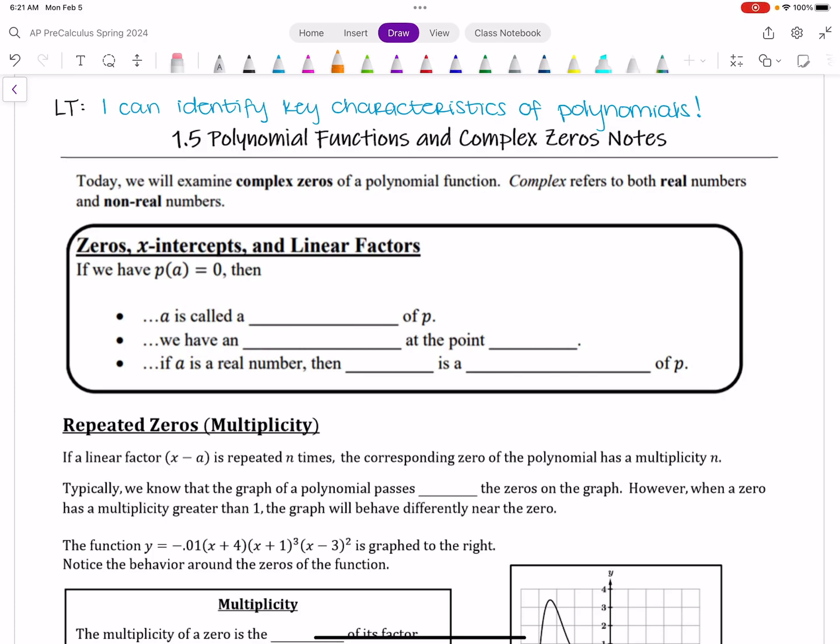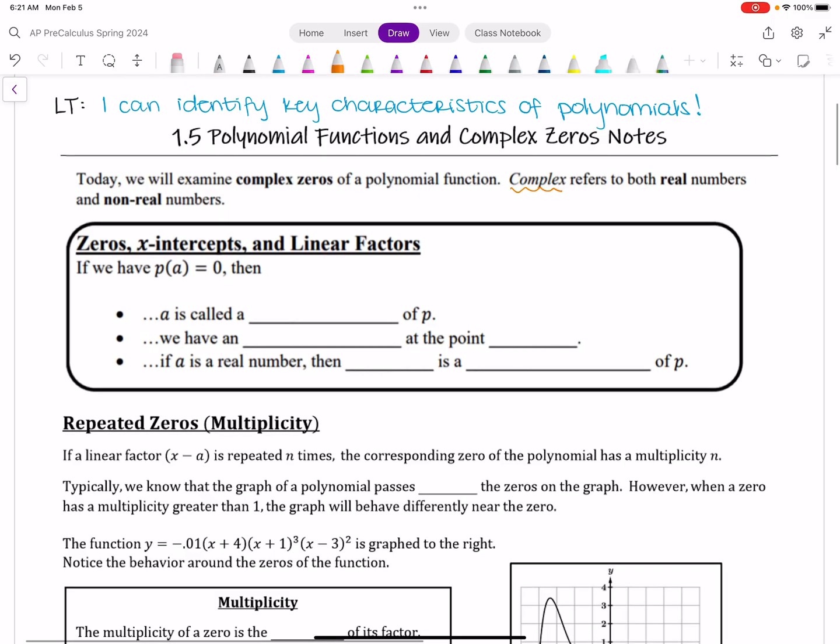Hey guys, today we're going to look at section 1.5, polynomial functions and complex zeros. Our learning target is I can identify key characteristics of polynomials. So today we're going to look at complex zeros of polynomials. And as a reminder, complex refers to both real numbers and imaginary numbers or non-real.